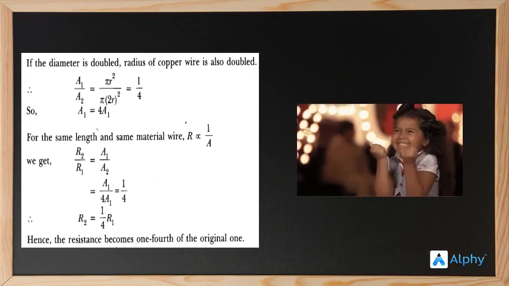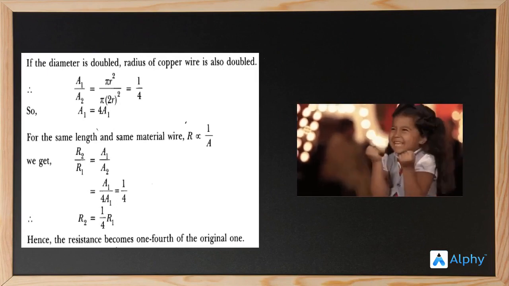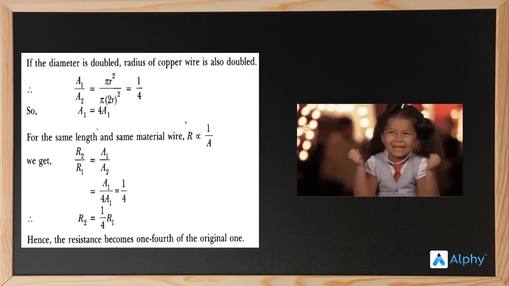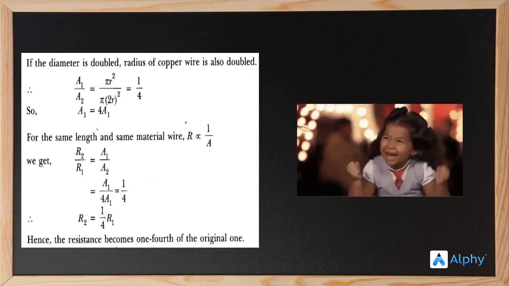So we solved the question. The resistance will be 1/4 of the original one if we double the diameter of the wire.